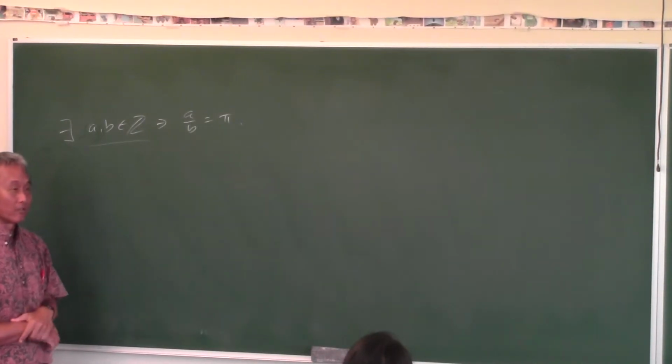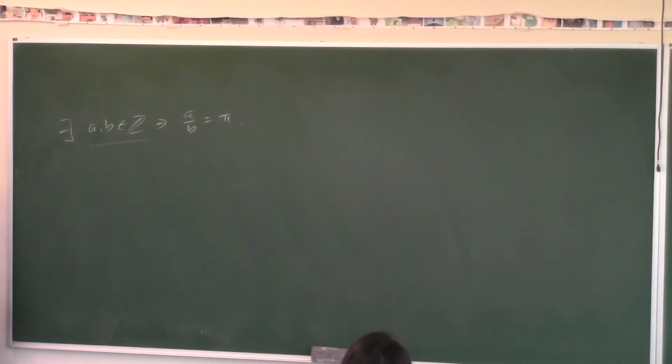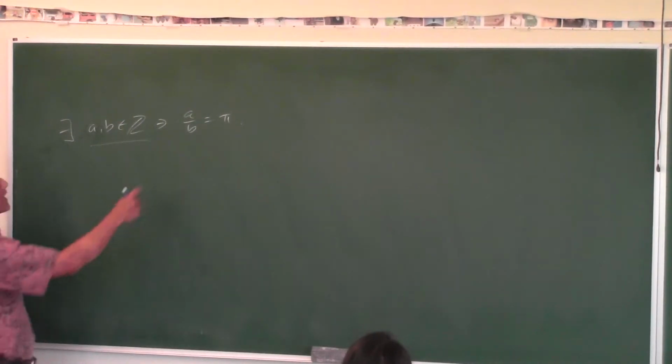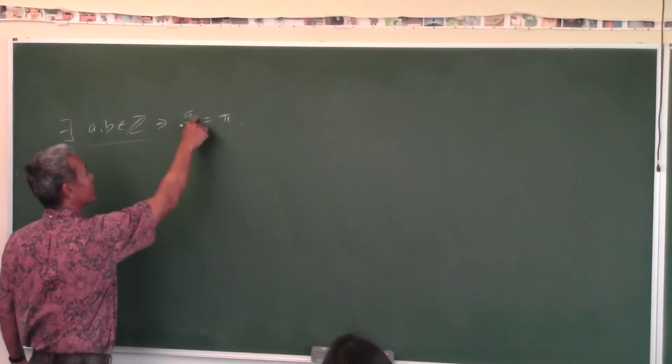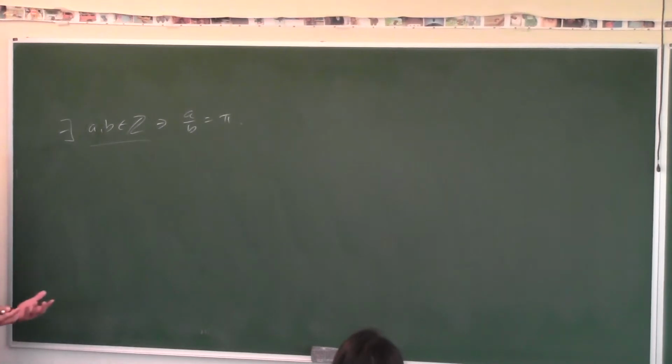Now, is this statement true or false? False. It's false because pi is not... If I can write a number as a ratio of 2 integers, then we call that a rational number. Pi is not a rational number, right? I hope you guys know that, right?